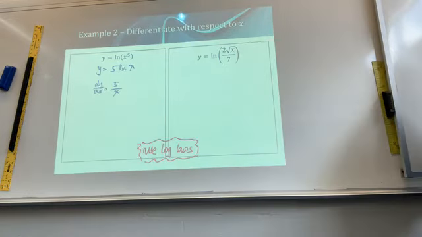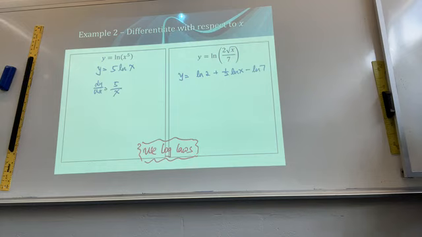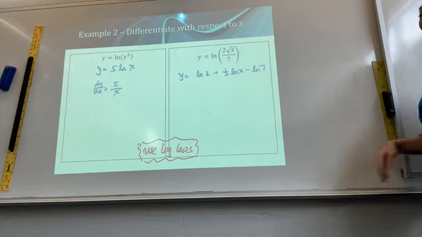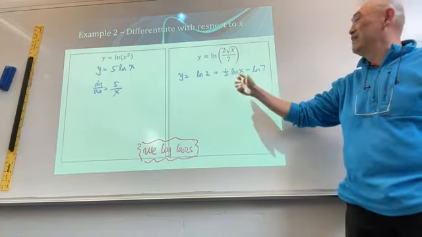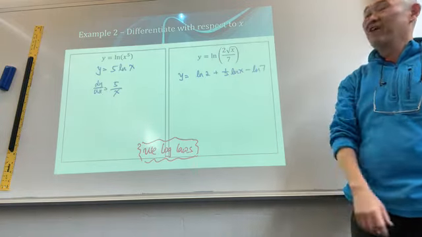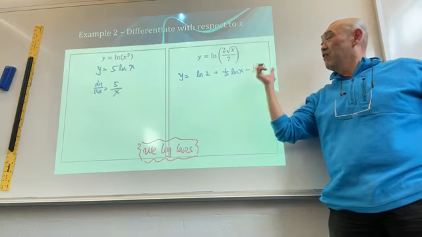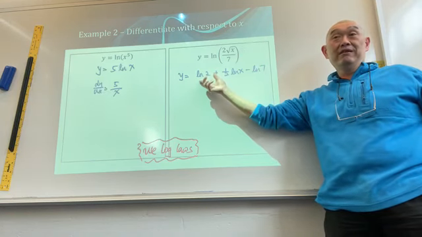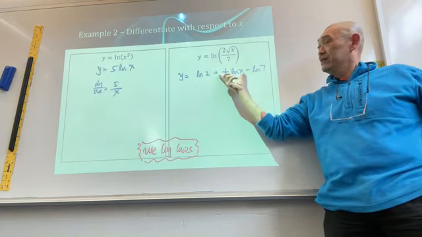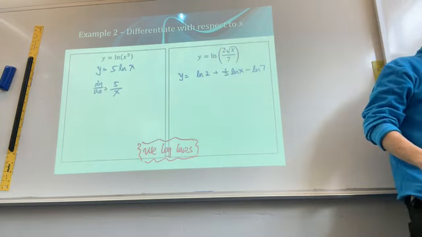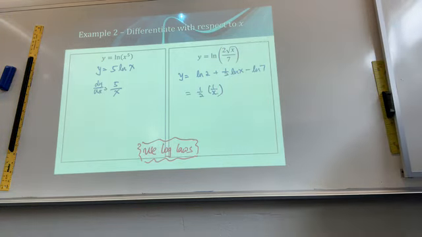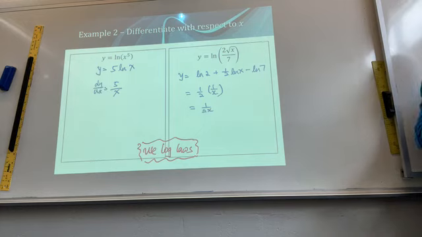Always use the log laws. Now here, I split it out as log of 2 plus half of log x minus log of 7. You could have written it down as log of 2 over 7 plus half of log x. That's fine. So when you differentiate that, those are constants. You don't have to worry about them, correct? Only think about this. So it's going to be half times 1 over x, which is 1 over 2x.